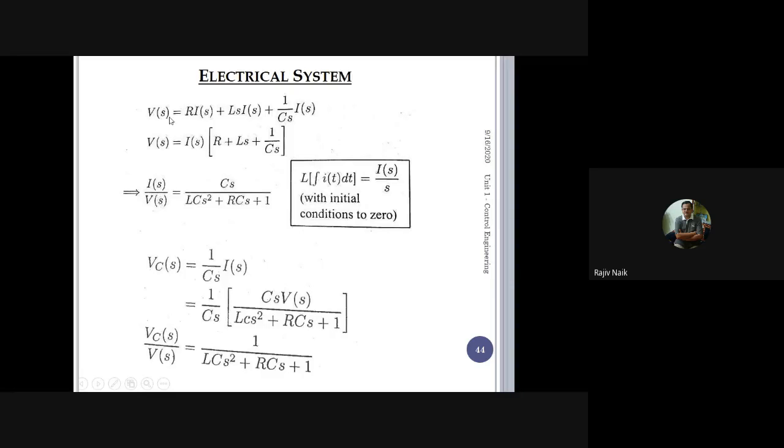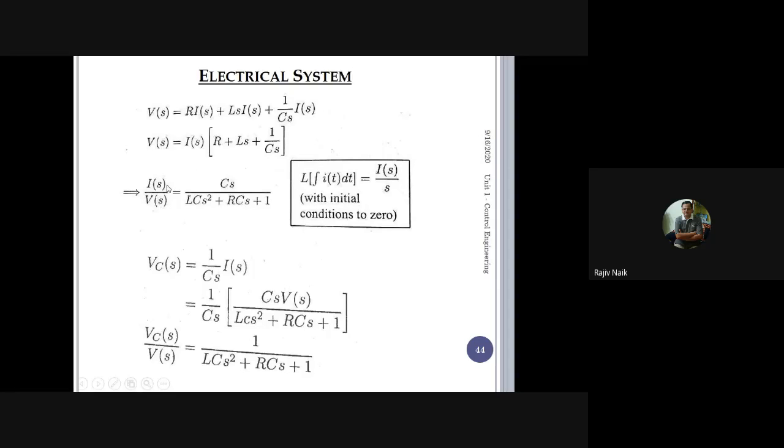We are not considering any initial conditions. So V of S is equal to R into I of S plus Ls I of S plus 1 upon Cs I of S. If I take I of S common, then it is R plus Ls plus 1 upon Cs. Here I of S is the output and V of S is the input, because we have applied the voltage and got the current. So current is output and voltage is input.